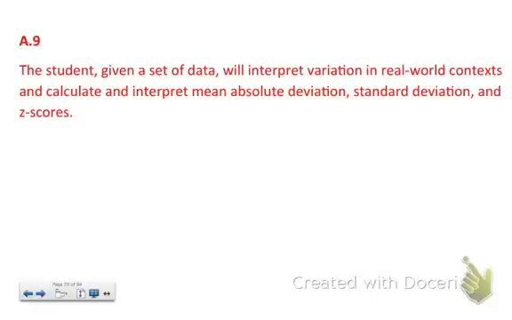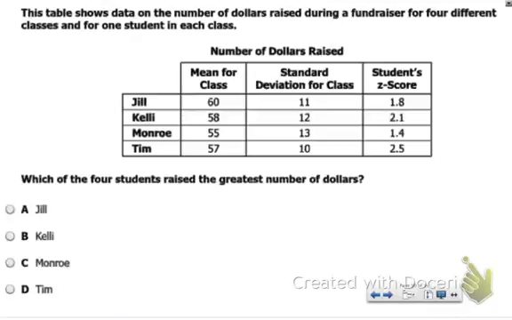This is SOL A.9. The student, given a set of data, will interpret variation in real-world contexts and calculate and interpret mean absolute deviation, standard deviation, and z-scores. Okay, this table shows data on the number of dollars raised during a fundraiser for 4 different classes and for 1 student in each class.